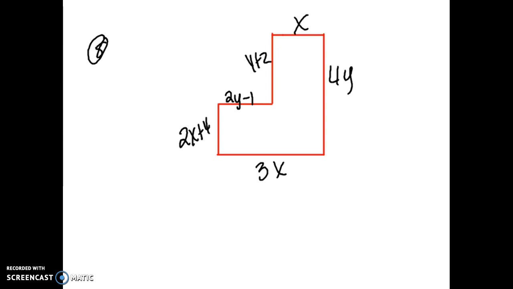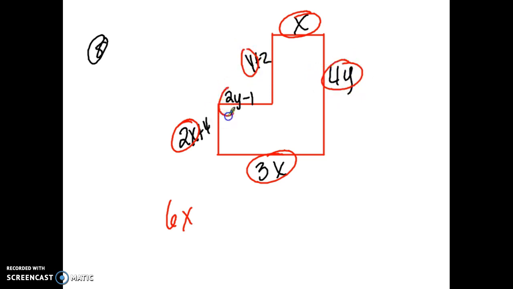I've got an x, so I'm going to circle everything with an x. X plus 3x is 4x. 4x plus 2x is 6x. Then I have y's. Y plus 4y is 5y. 5y plus 2y is 7y. And then I have my constants. 2 minus 1 is 1, and 1 plus 4 is 5. So the expression of the perimeter is 6x plus 7y plus 5.